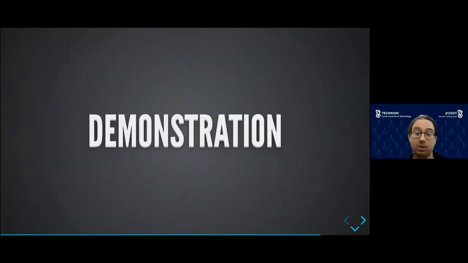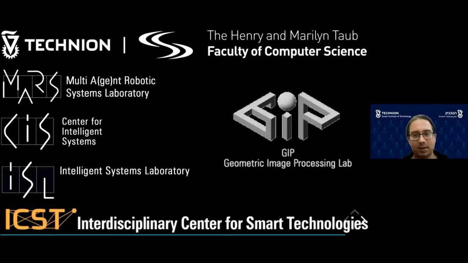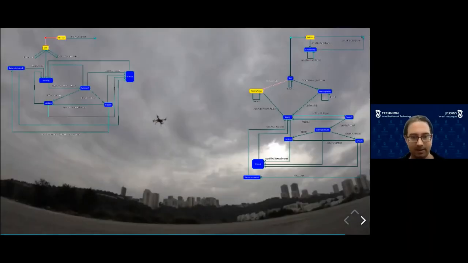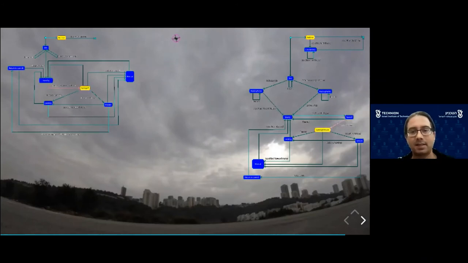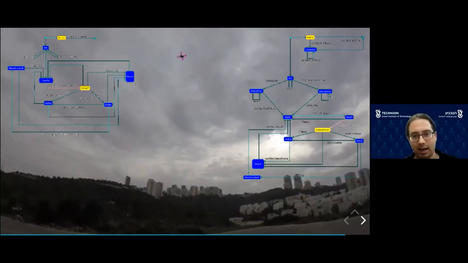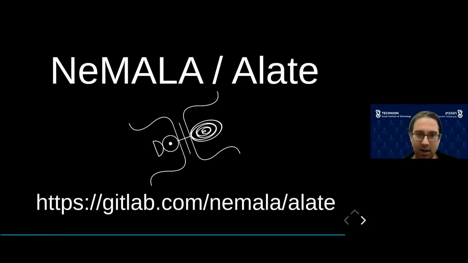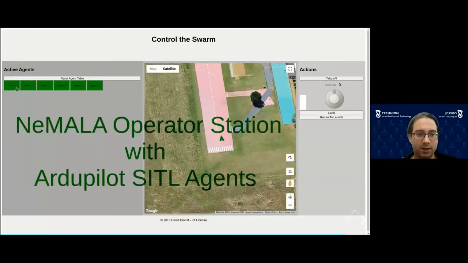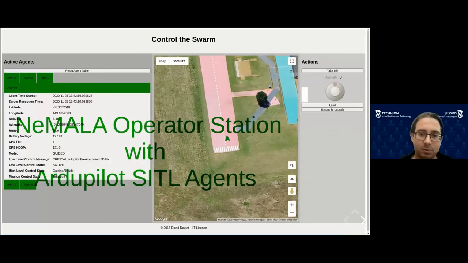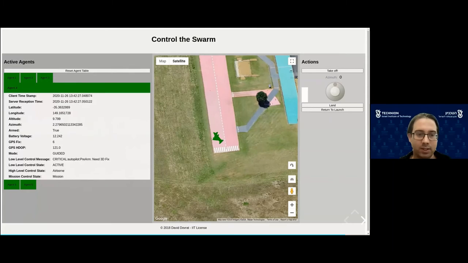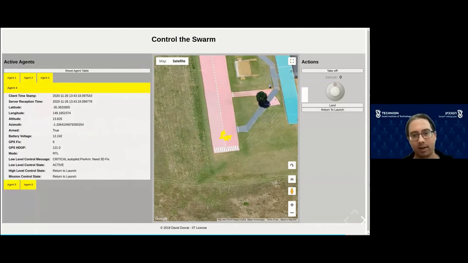So now I'll show you a quick demonstration because we still have a few minutes and I'm going to talk through it. So this was of course developed at the Technion. Here we can see the sequence of the state machines as the drones take off. Work started on this framework at the Technion Autonomous Systems Program, and it continues now in the Computer Science Department. Right here we can see the software in the loop, the Ardu-Copter SITL simulation, running the algorithm that I showed you previously on a NetLogo simulation.